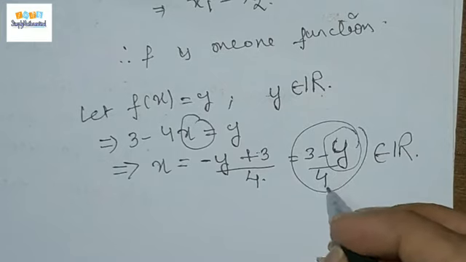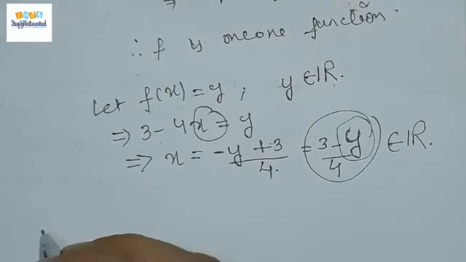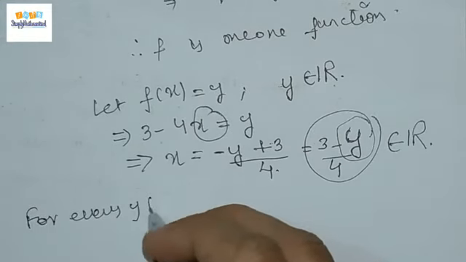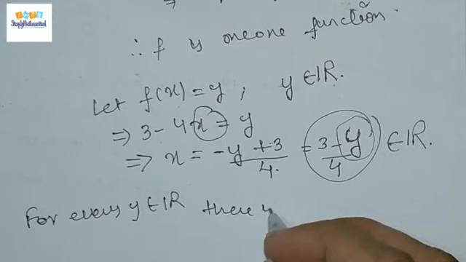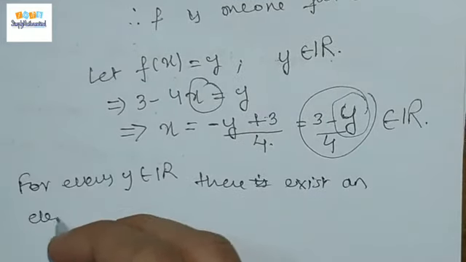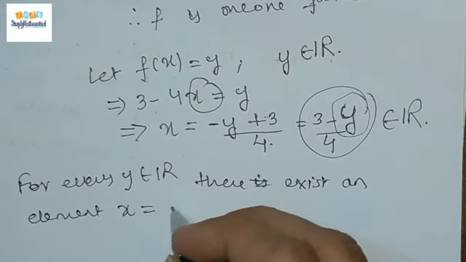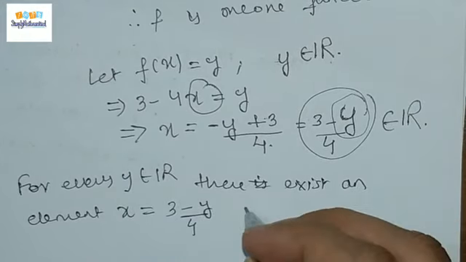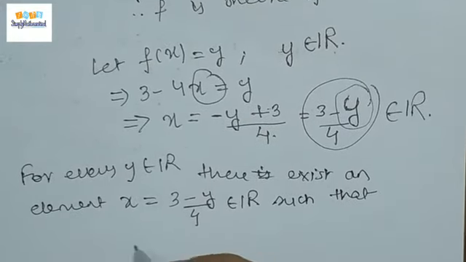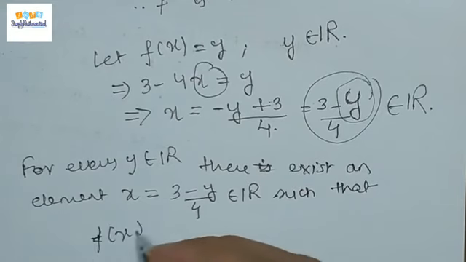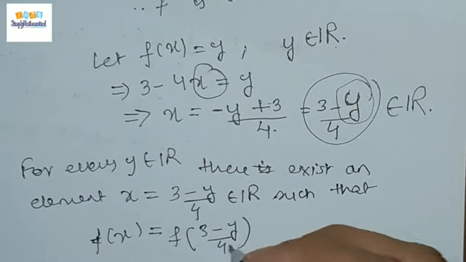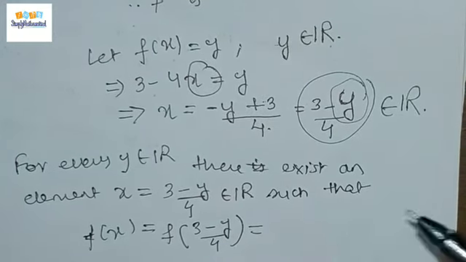If y belongs to R, (3 minus y)/4 will also belong to R only. Now for every y belonging to R, there exists an element x which is equal to (3 minus y)/4, which also belongs to R, such that f(x) is equal to 3 minus 4 times (3 minus y)/4, which is equal to what?